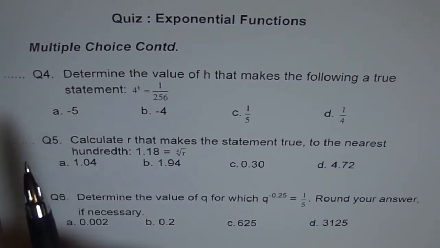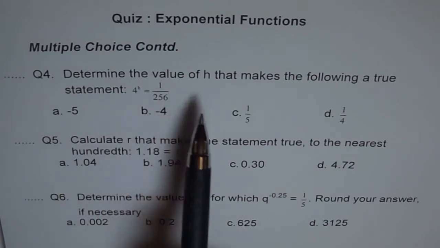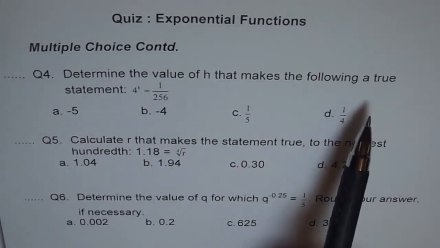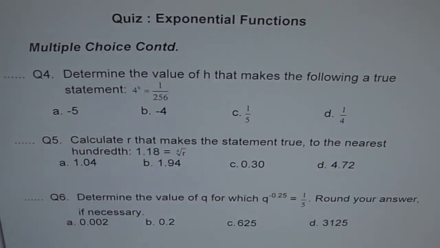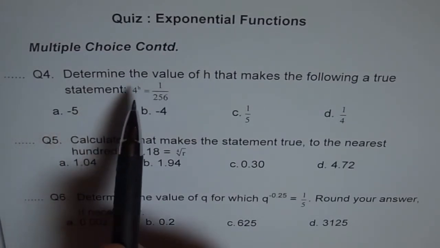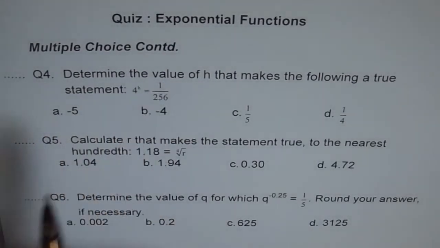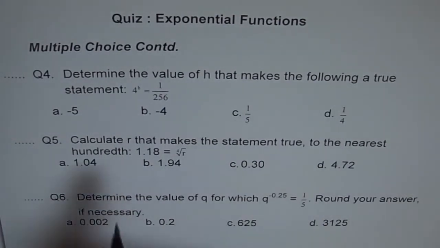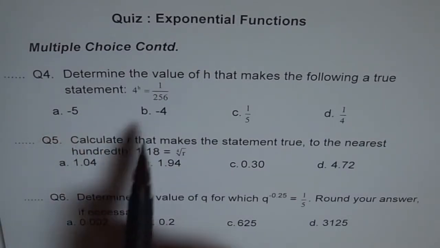Question number 4 says, determine the value of h that makes the following a true statement: 4 to the power of h equals 256. Now, you can use your calculator. One thing is very clear: when it is 4 to the power of h and we have 1 over 256, it means that h has to be a negative number. So we have two choices here. The choices are minus 5 or minus 4.